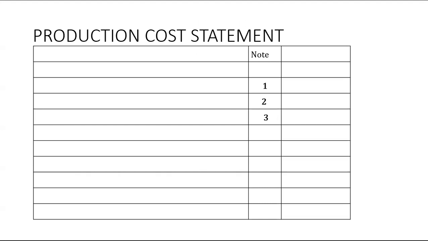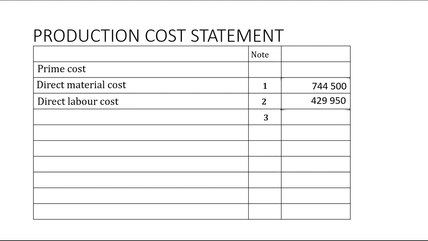Now, under the production cost statement, I will have direct material cost, which will be 744,500, and direct labor cost, which is 429,950. When you add these two, that will give you your prime cost, which is 1,174,450. Then we're going to add factory overheads, but we don't have factory overheads yet. So what are we going to do?